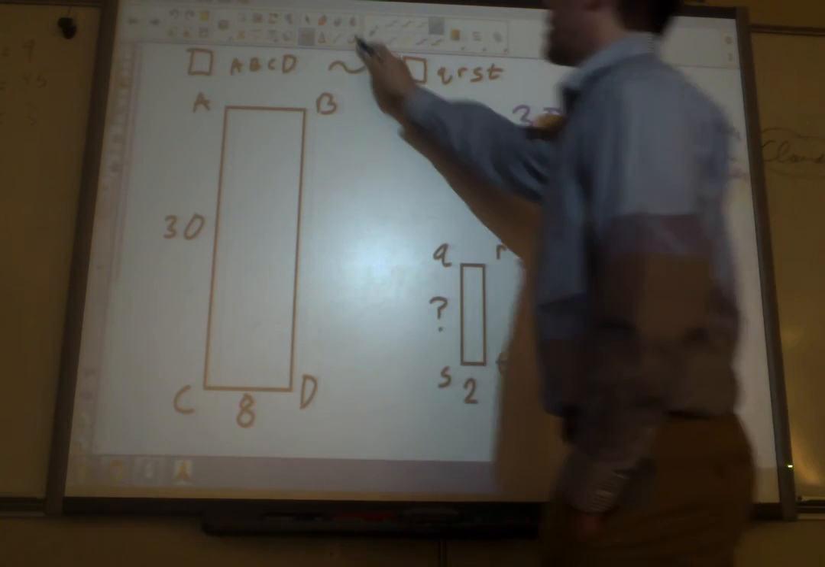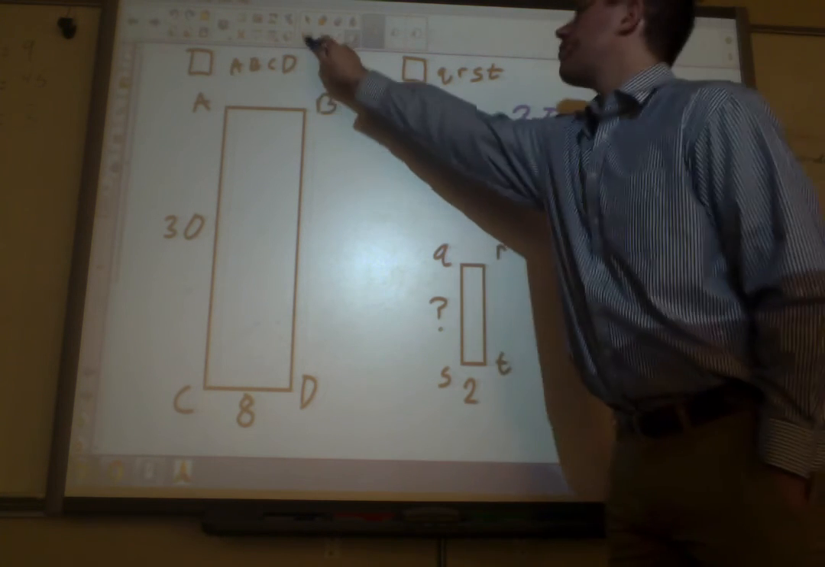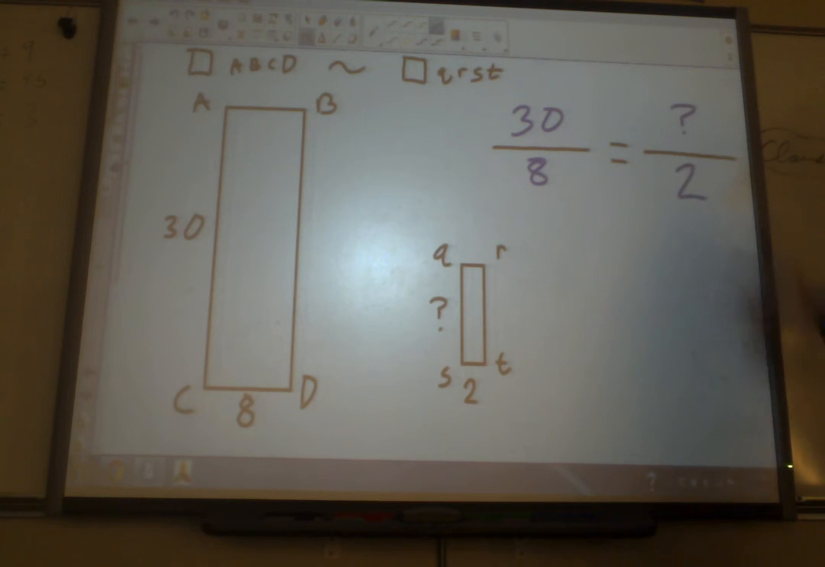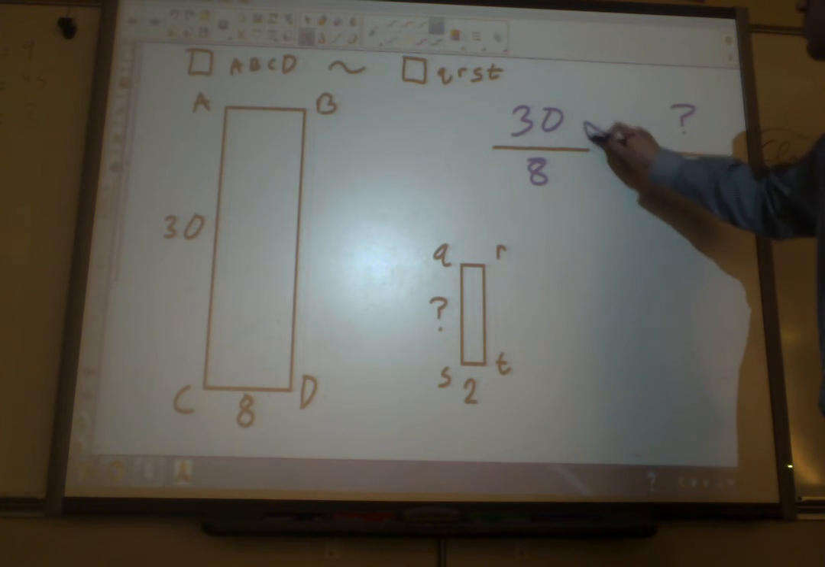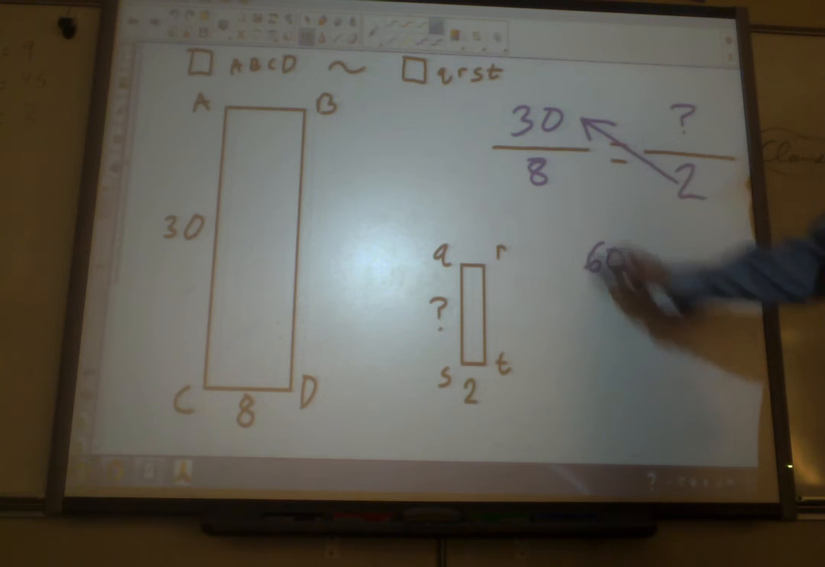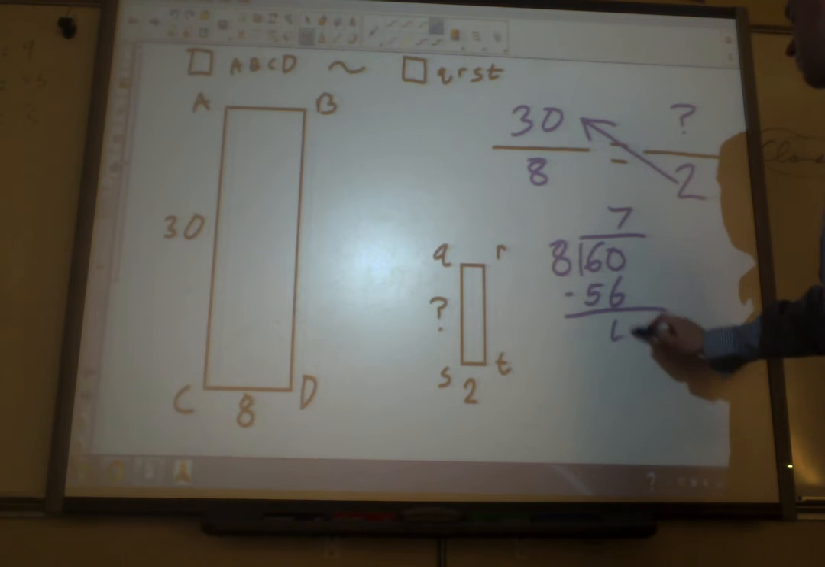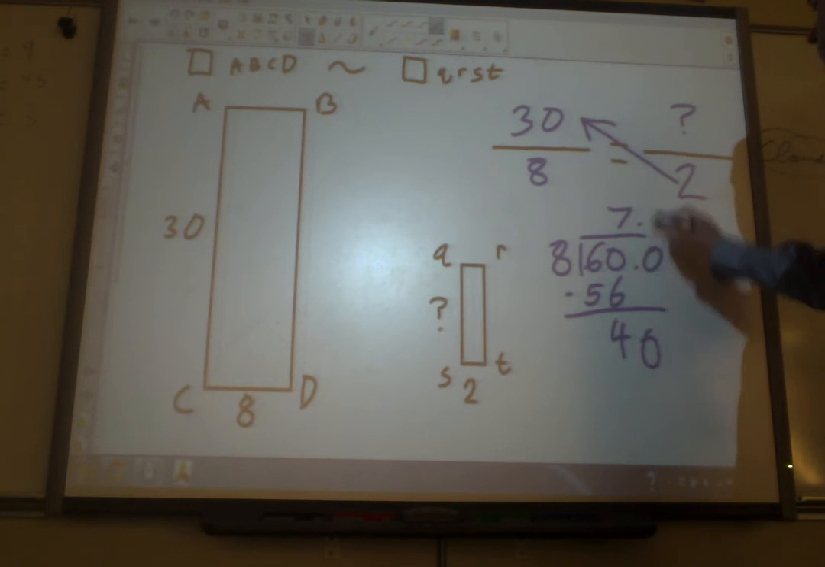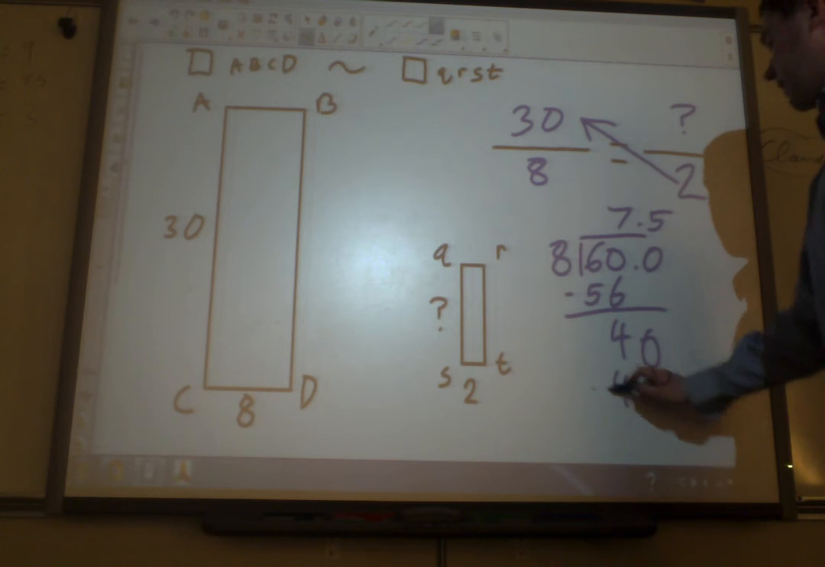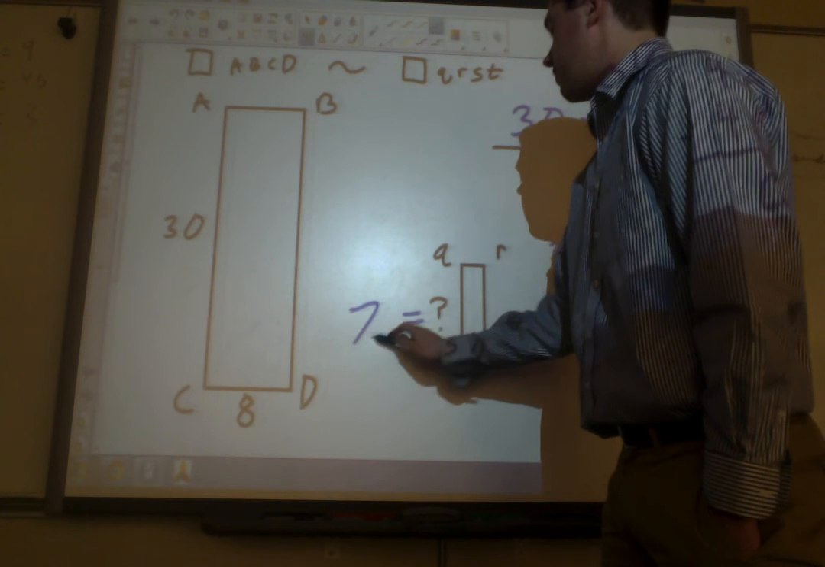Left side of the little rectangle is the question mark, and the bottom of the little shape is 2. So we've got question mark and 2. All right, now we have everything we need. We just have to solve the proportion by cross multiplying. 2 times 30 is 60. And then we've got to do 60 divided by 8. And we have as our final answer 7.5. So the missing side right here is 7.5.